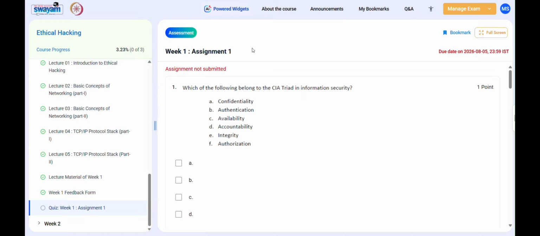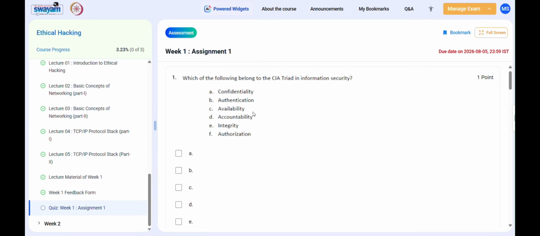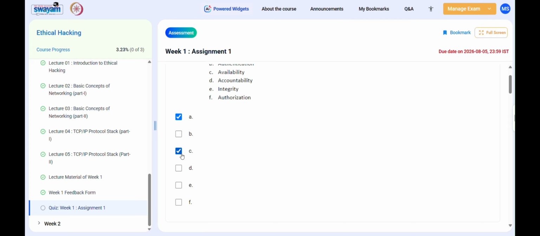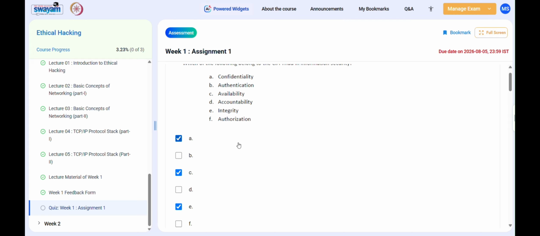Today we have the ethical hacking course, week 1, assignment 1. I will give you the solutions of the whole assignment. The first question is: which of the following belongs to the CIA traits in information security? The solution is options A, C, and E. The CIA traits are confidentiality, availability, and integrity.